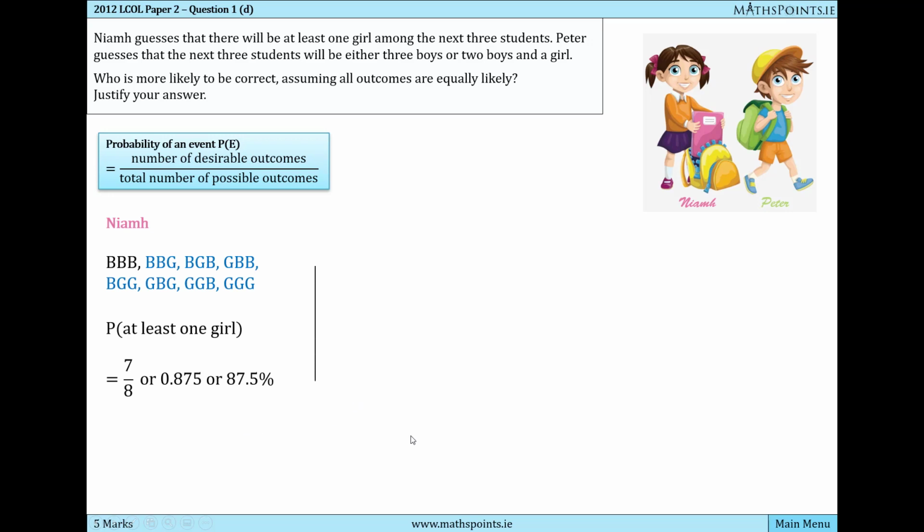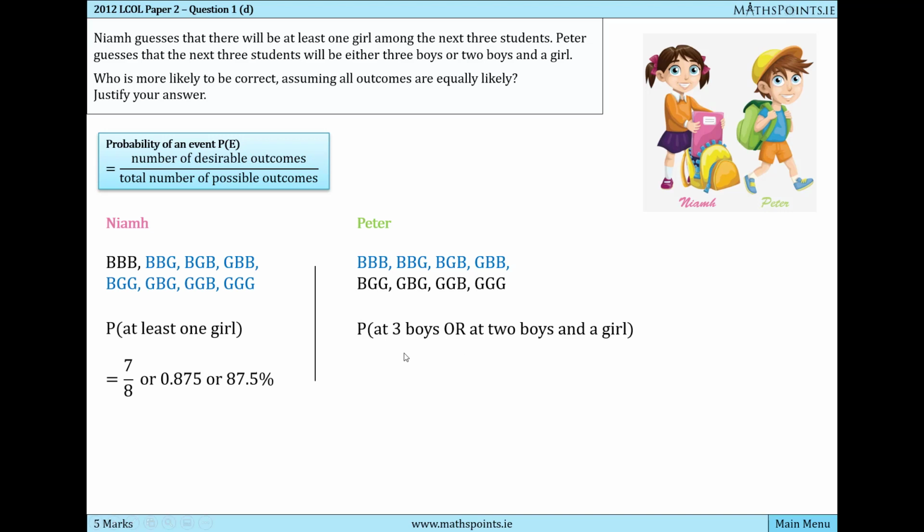If we take Peter's guess, well, Peter has said that it's either 3 boys or 2 boys and a girl. So again, if we write out all the outcomes, 8 possible outcomes, so Peter says either 3 boys, which is the first scenario here, or there's 3 cases of the 8 outcomes that are 2 boys and a girl in any order. So the probability of Peter's guess occurring, that it's 3 boys or 2 boys and a girl, well, that's going to be 4 out of 8, which is 0.5 or 50%.